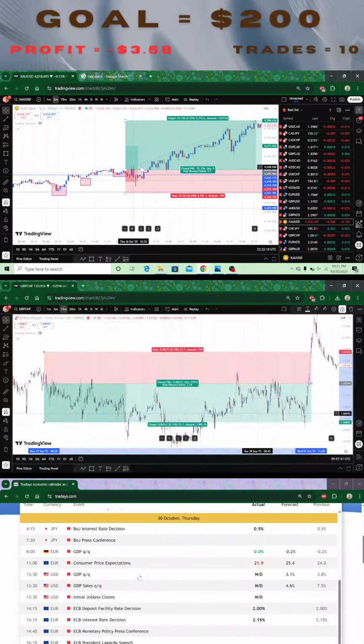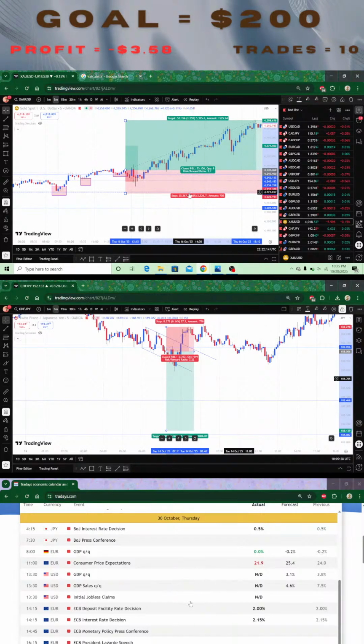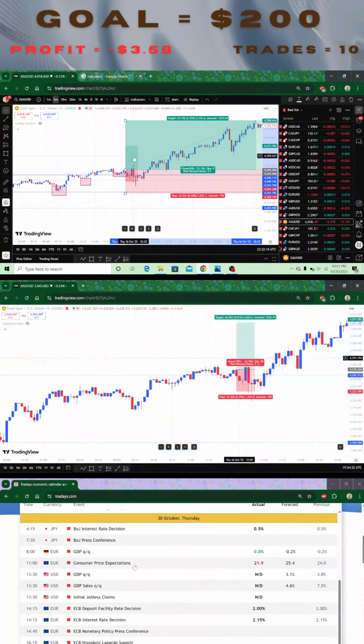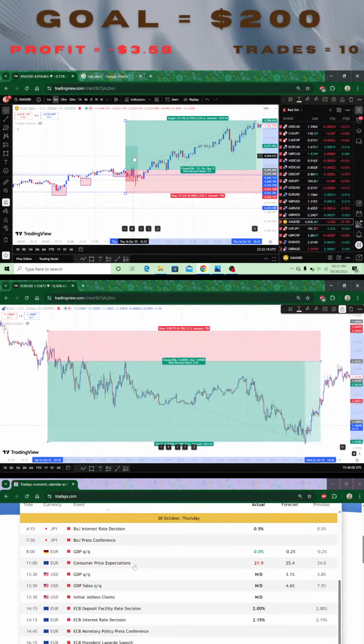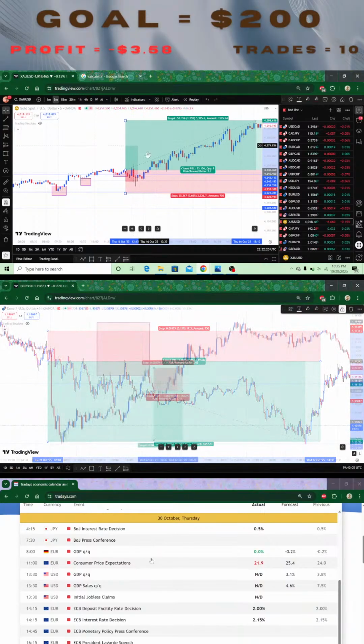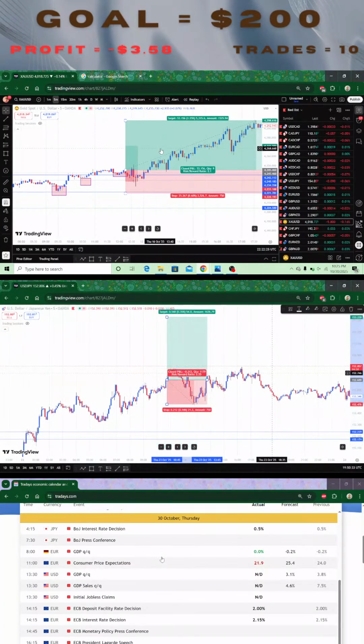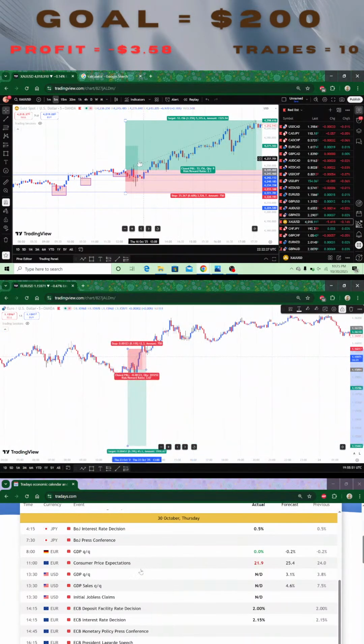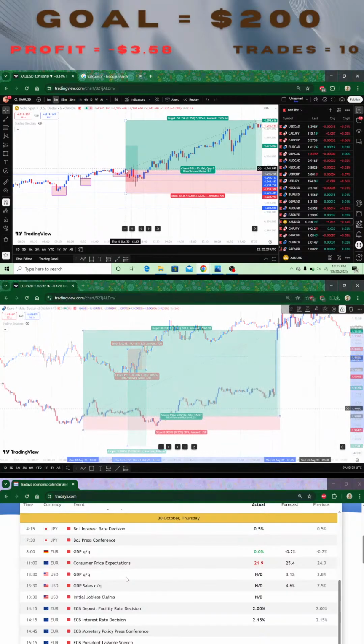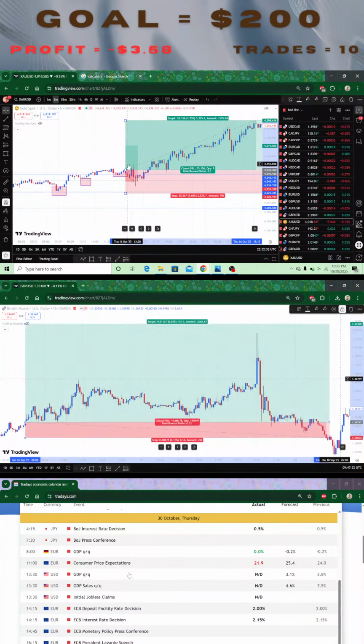Because I did not take note of the fact that gold USD pips are completely different from, which pips is this? What do you call this pips here? Oh goodness.